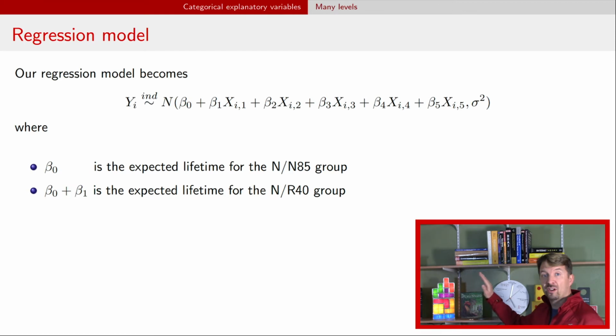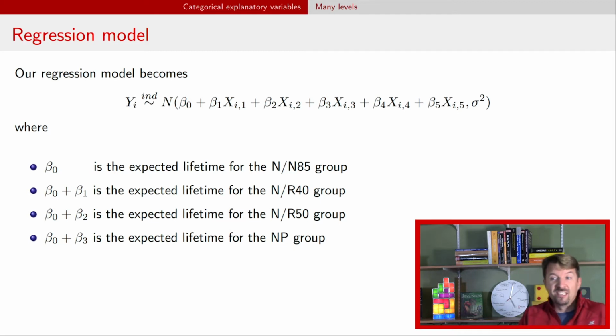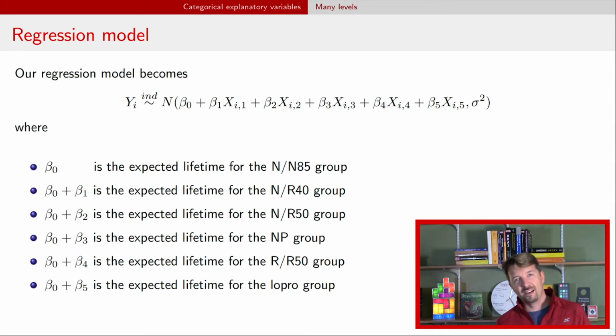We get a similar result for x_i2. That's the expected lifetime at NR50 is beta naught plus beta 2. Beta naught plus beta 3 is the expected lifetime for the NP group. Beta naught plus beta 4 is the expected lifetime for the RR50 group. And finally, beta naught plus beta 5 is the expected lifetime for the low pro group.